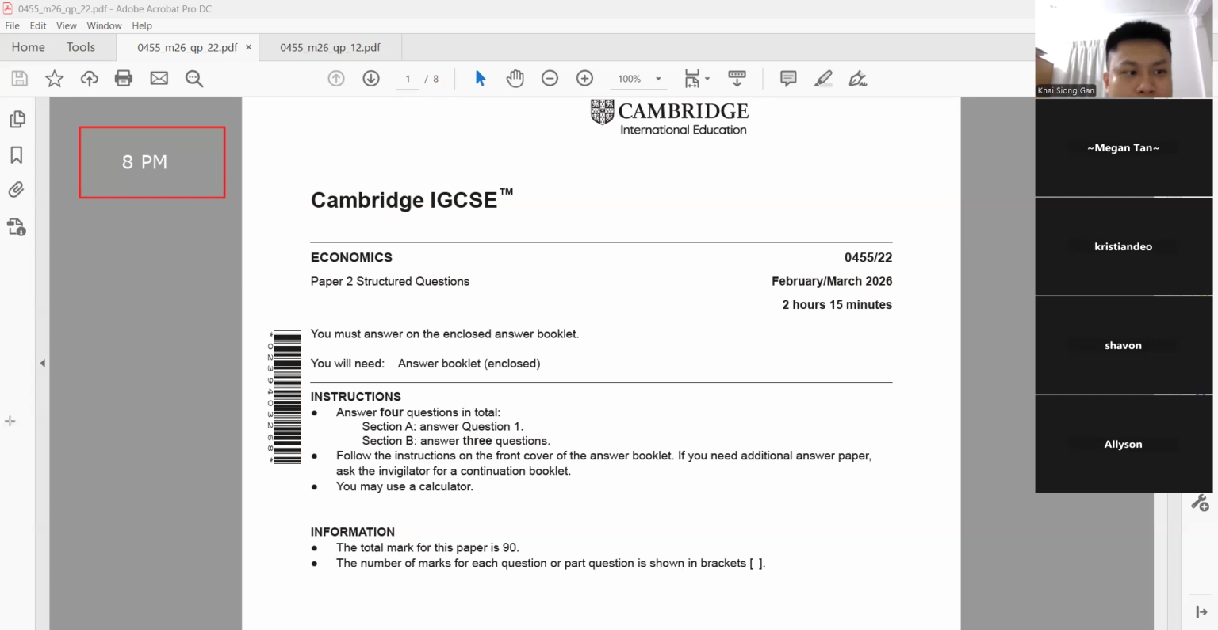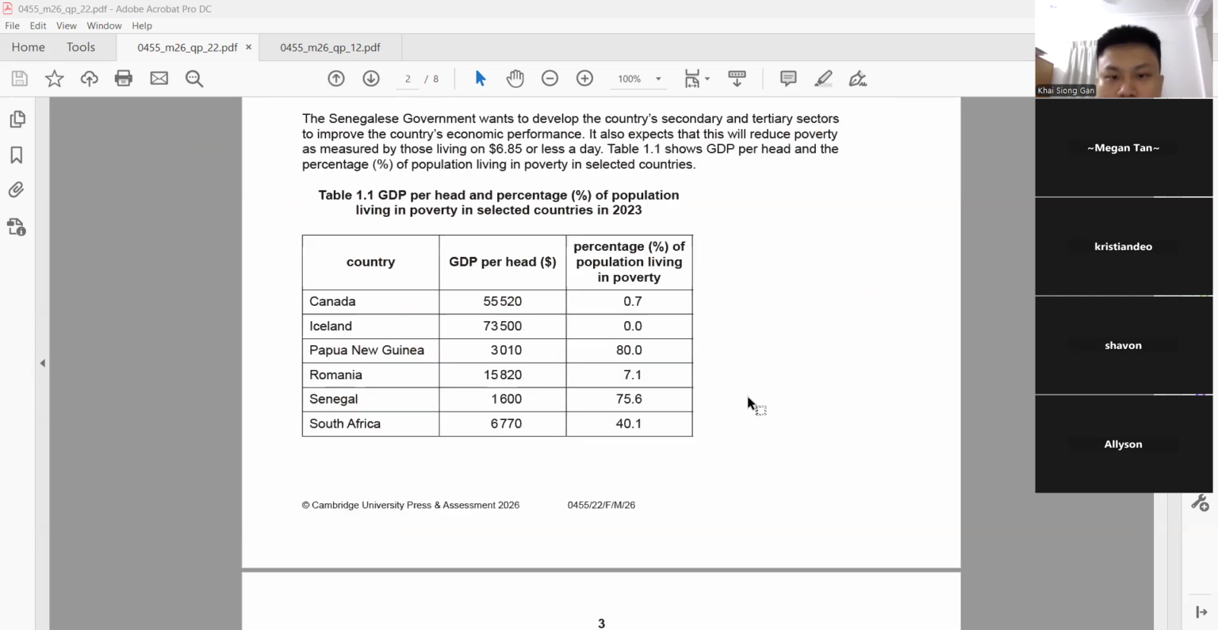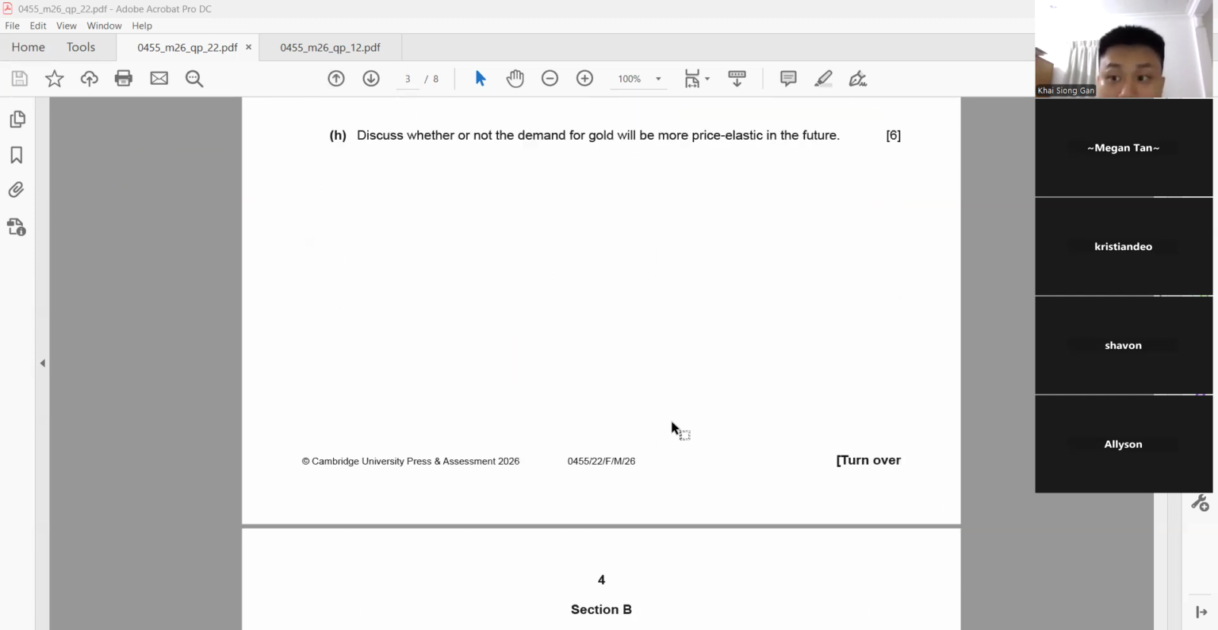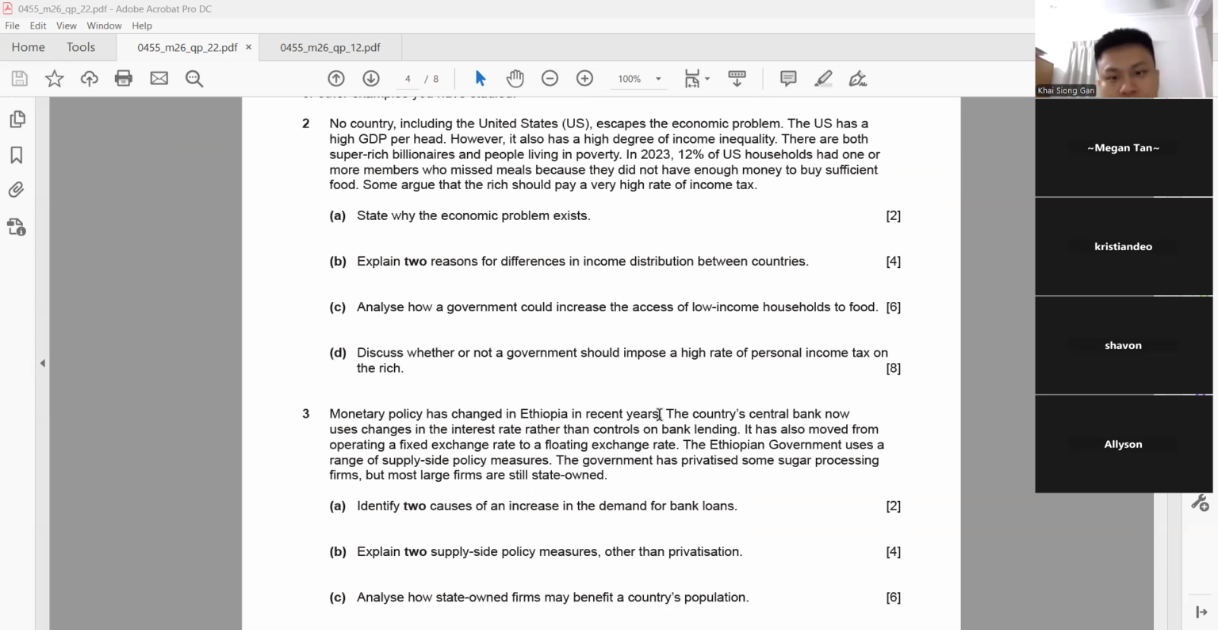Okay, now let's continue. February, March 2026 paper 2. So I would like to do section B first. We are going to discuss verbally. Section B, okay, this is the question.